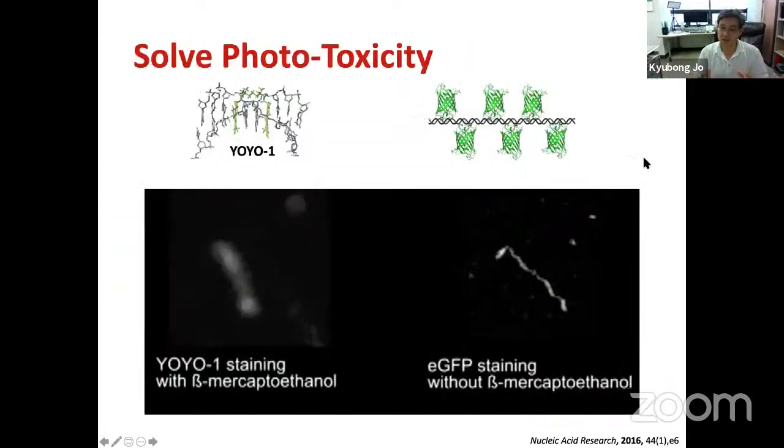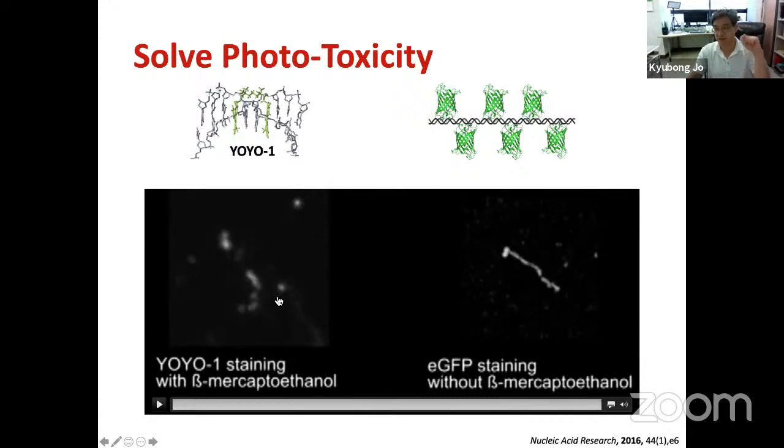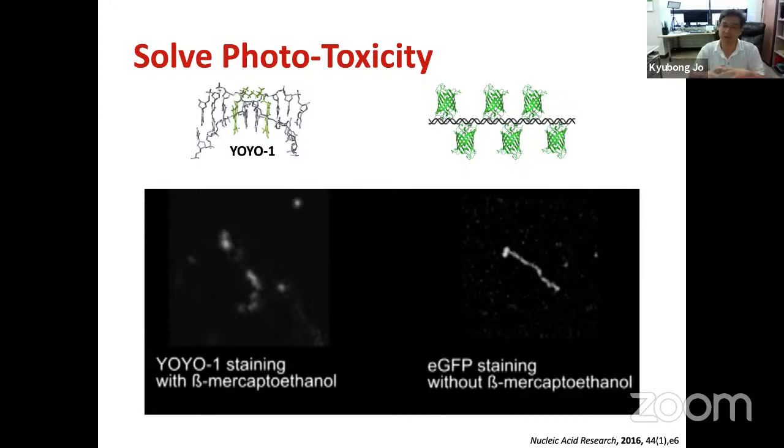And this is so advantageous because it completely solved the phototoxicity. This is one example. YOYO-1 stained DNA is so bright in the beginning, but it has breakage here and there, and after 30 minutes, it is fragmented into small fragments, right? But in this case, with EGFP staining the DNA molecule, it survived not just 30 seconds, but 5 minutes and 10 minutes. It is very stable. So we solved the phototoxicity problem.